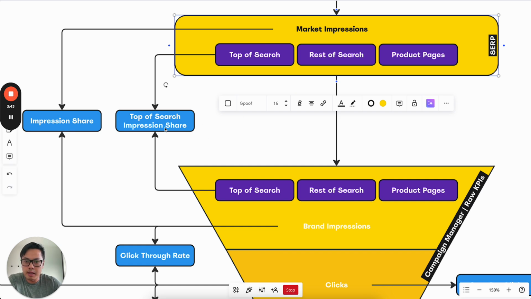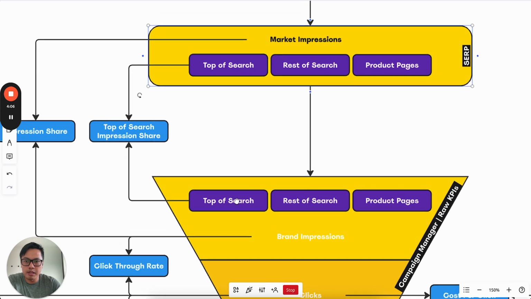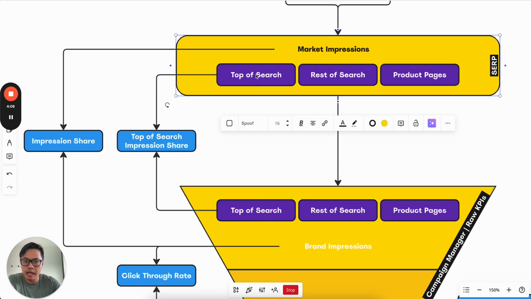The second KPI here, we have top of search impression share. So we know what the total available top of search impressions are for the market, and we are paying for the top of search impressions at the brand level. So when you divide the brand divided by the market, you get a percentage that is top of search impression share. So that's a pretty good gauge on how much visibility you can obtain at that top of search.